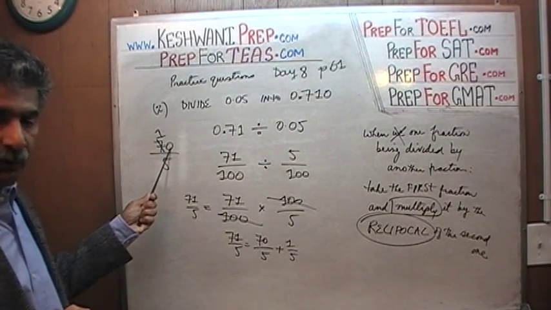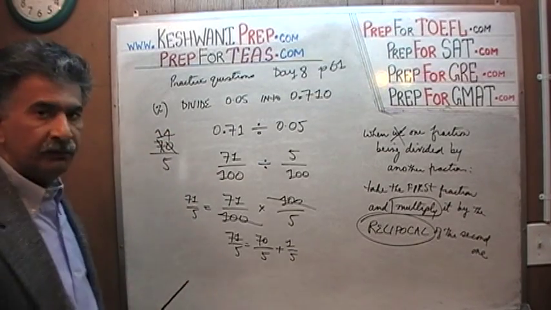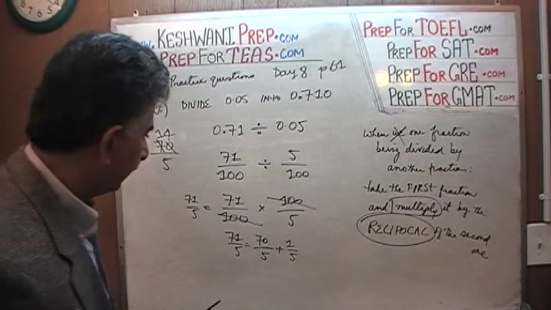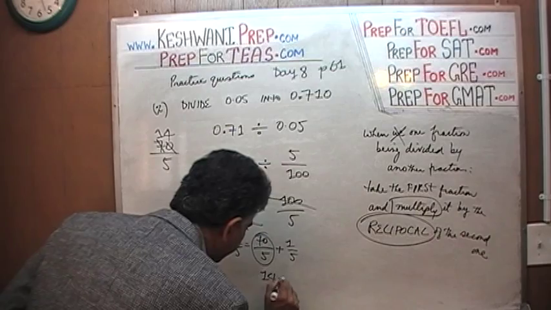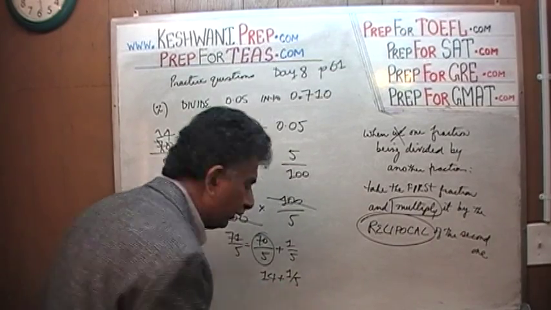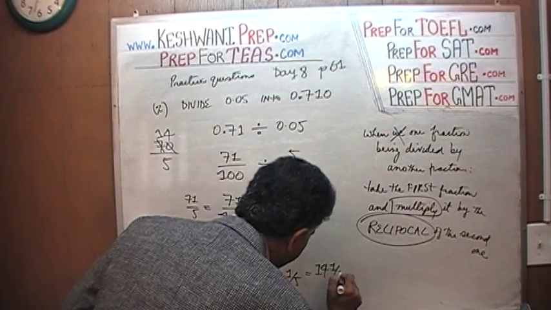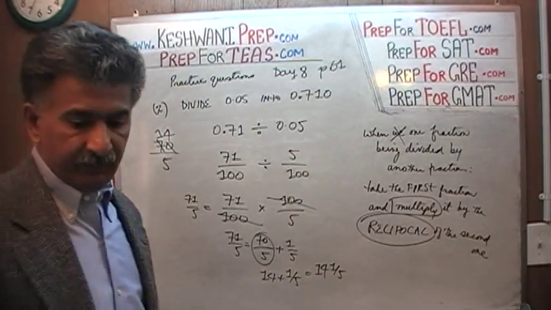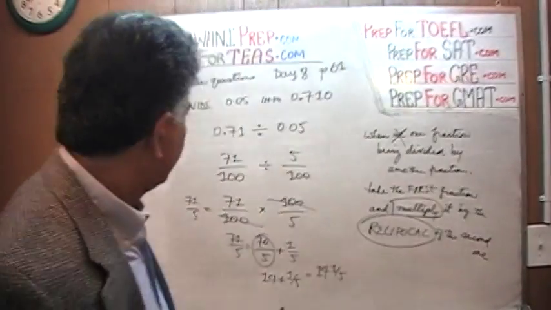How many 5's in a 20? 20 has 4 5's. So it seems like 14 5's are 70. So this part becomes 14. 14 plus 1 over 5, which is simply 14 and 1/5. The very last thing we have to figure out is how to write down this 1/5 as a decimal.